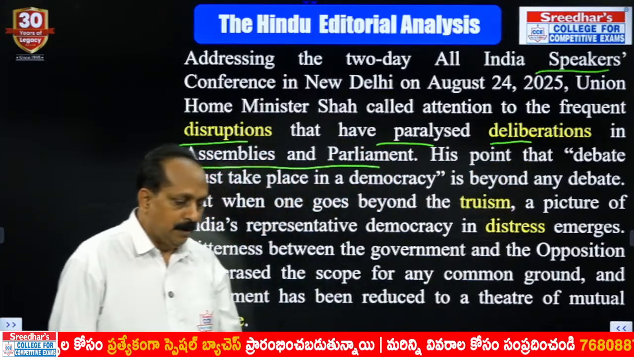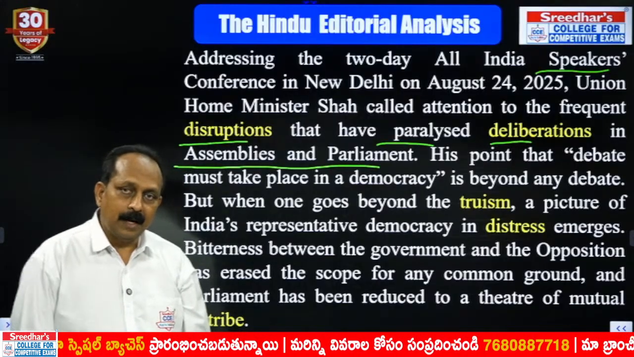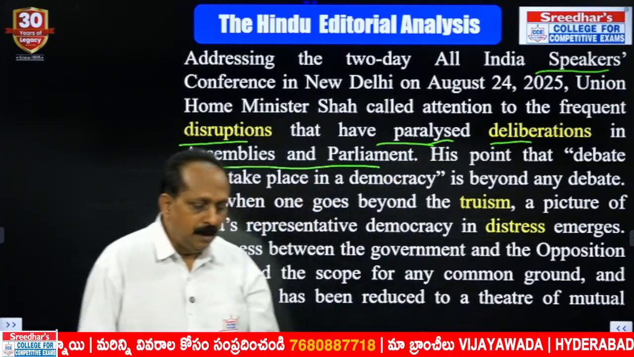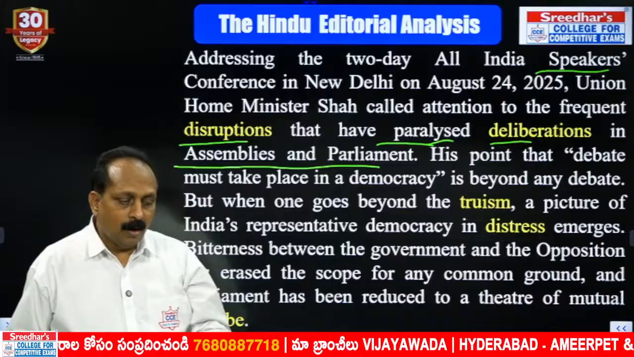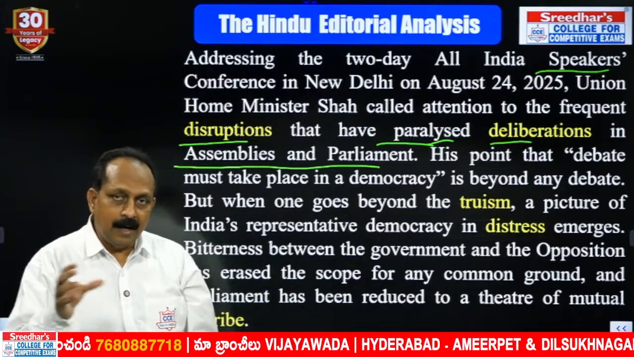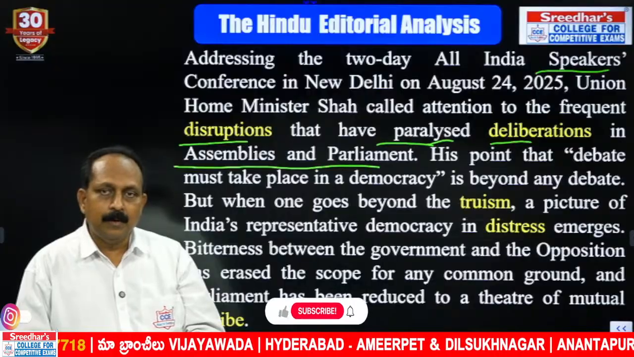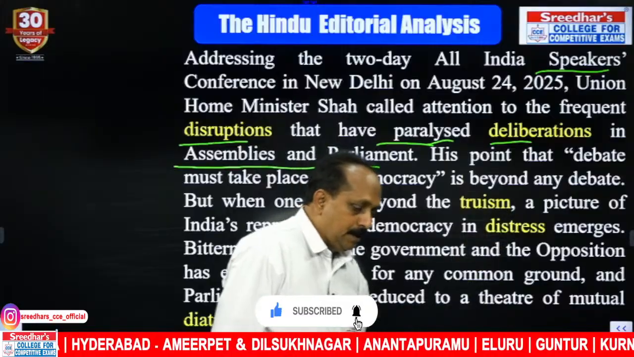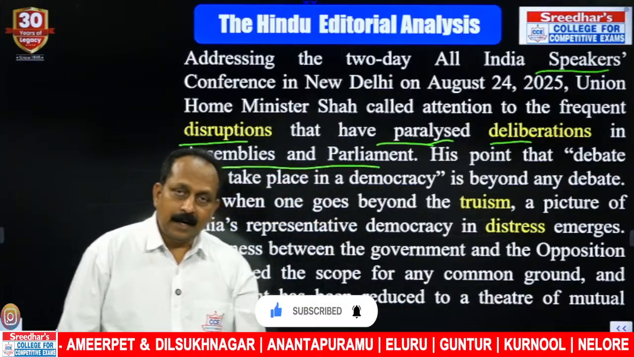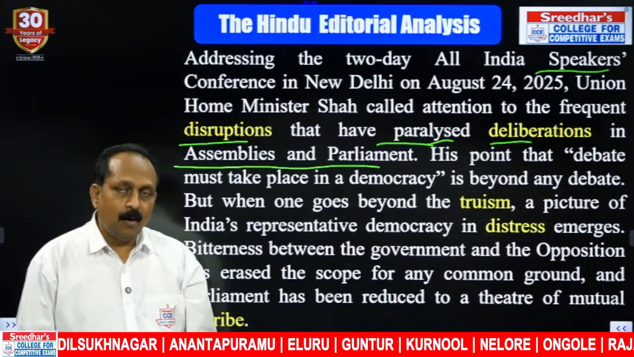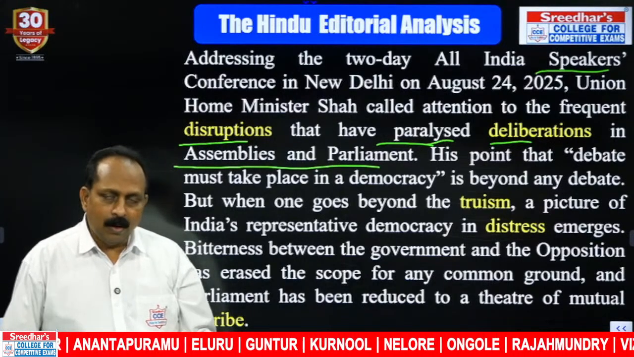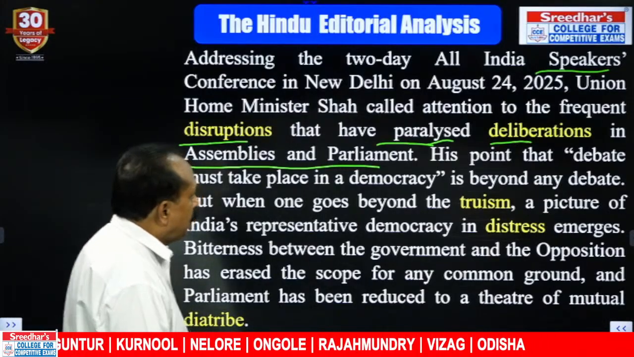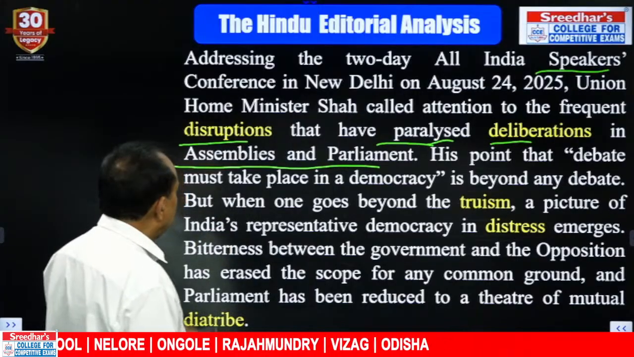There are two important words. Disruption means interruption. Interruptions that have paralyzed. Paralyzed here means not able to function, not the typical paralysis. As a verb, it means something or someone is not able to function. Paralyzed what? Deliberations. Deliberate as an adjective has a different meaning. Deliberations as a noun means deep discussions, a lot of discussion, going deep into the issue. Then we use the word deliberation. Paralyzed deliberations in assemblies and parliament.